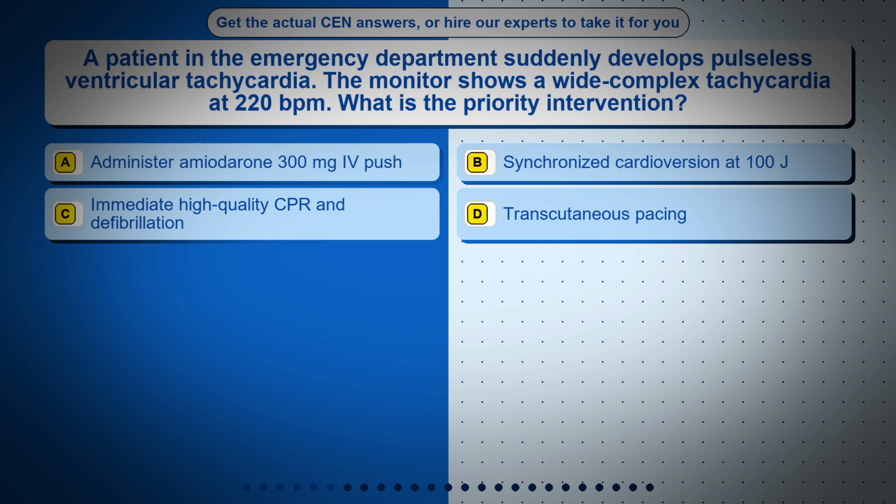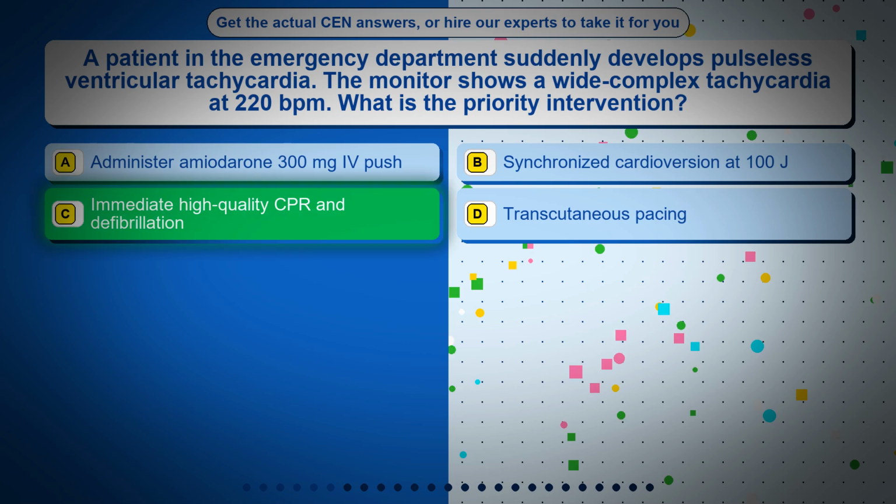Question 6. A patient in the emergency department suddenly develops pulseless ventricular tachycardia. The monitor shows a wide complex tachycardia at 220 bpm. What is the priority intervention? Option A. Administer amiodarone 300 mg IV push. Option B. Synchronized cardioversion at 100 J. Option C. Immediate high-quality CPR and defibrillation. Option D. Transcutaneous pacing.